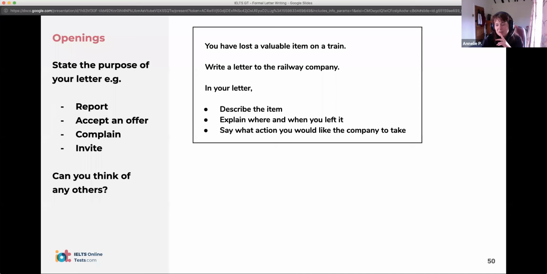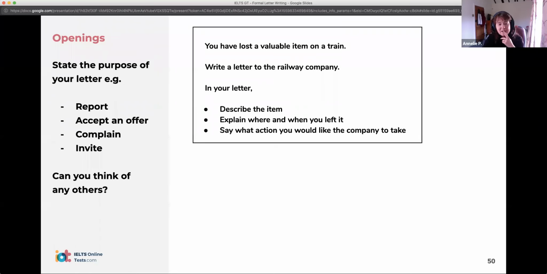Any other different purposes? Okay, job application. That could definitely, or replying to an advertisement. That's very good. Requesting something, apologize, yeah, something like that, to apologize. I think for condolences. That's quite an interesting one. I haven't actually seen that one, but it's possible.